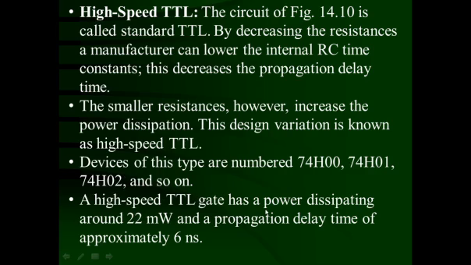A high-speed TTL gate has a power dissipation of around 22 milliwatt. So from a standard TTL, it was 10 milliwatt, it is increased to 22 milliwatt. And the propagation delay time is approximately 6 nanoseconds, which was 10 nanoseconds in standard TTL. Now it is reduced to 6 nanoseconds. That means the speed of operation is increased in high speed TTL. So this is the second type of the TTL series.